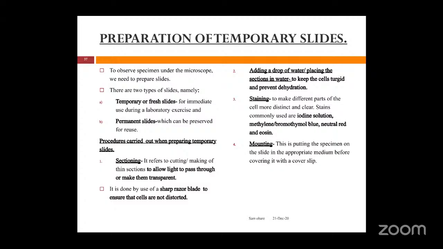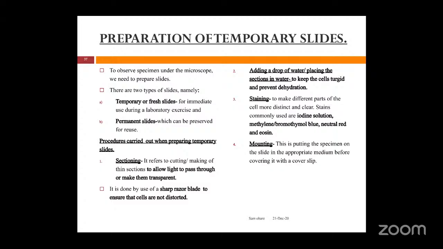So the other thing that you do when you're preparing a temporary slide is mounting. We have said the first thing you do is use a very sharp razor to cut a section. Let's assume we are making a section of a kale. So you take the stem, or the petiole of the kale, and then you cut a very thin section. Why thin? To allow light to pass through when observing a specimen. For you to be able to make a very thin section, you use a sharp razor blade so that you avoid damaging the cells.